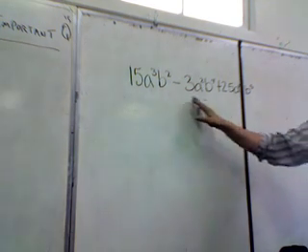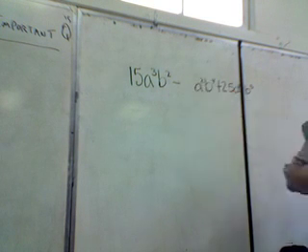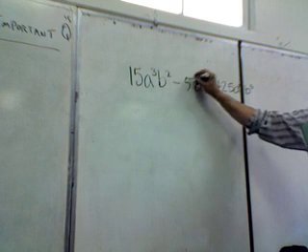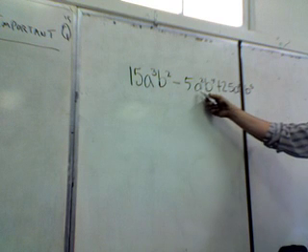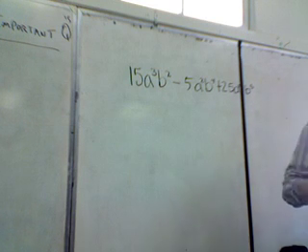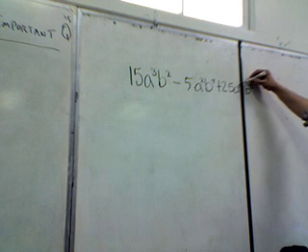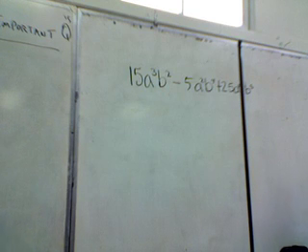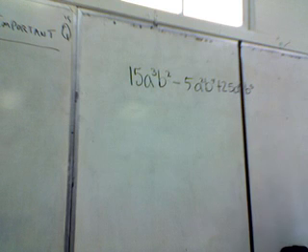In this one, it's relatively obvious that there are common factors. Okay, this should be a 5, I'm sorry. I'll read it again. 15a cubed b squared minus 5a squared b to the 4th plus 25a cubed b to the 5th. All right, did anybody need me to read it again?